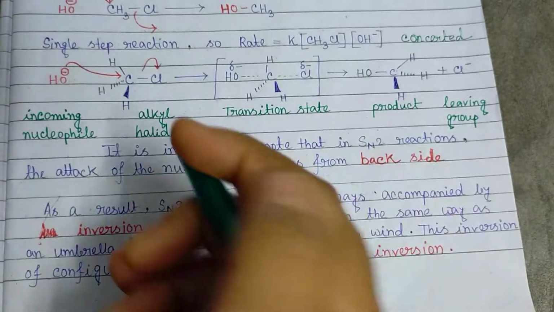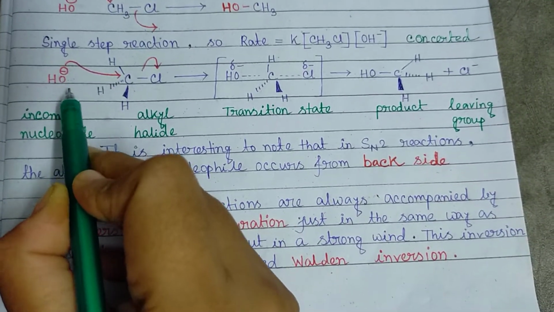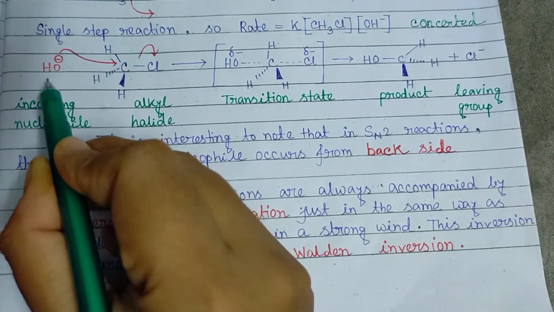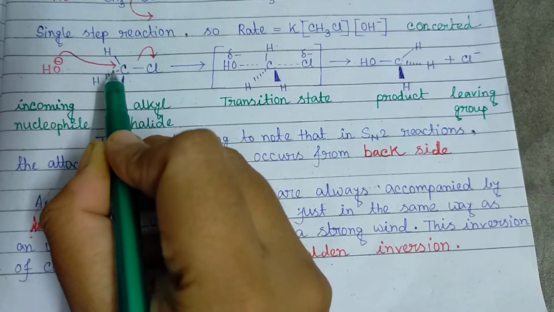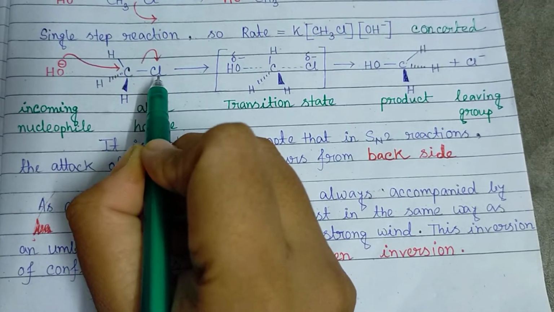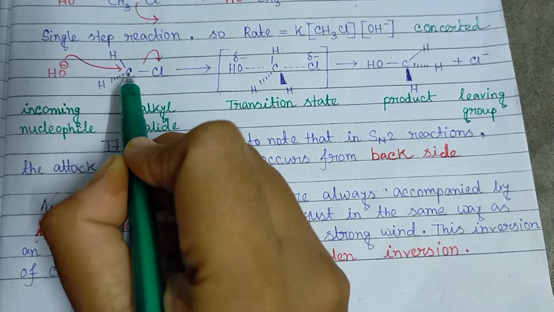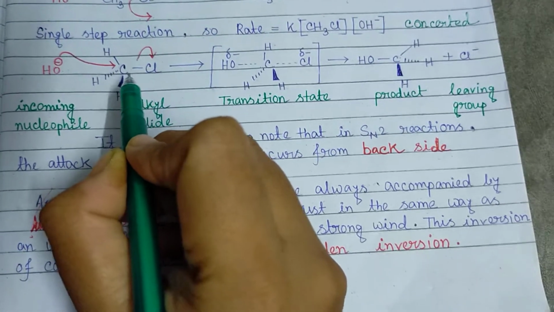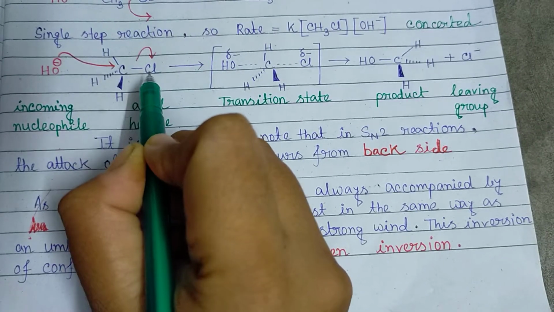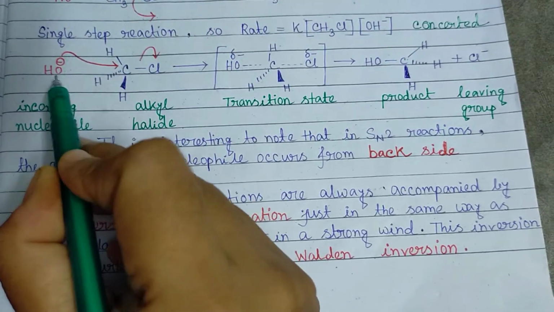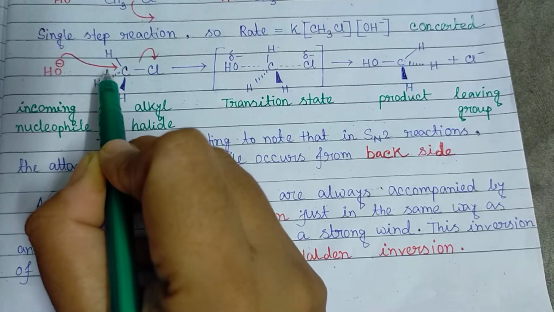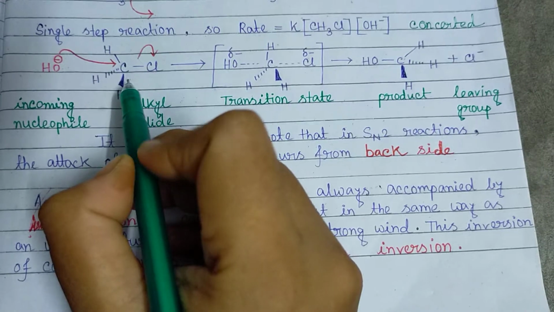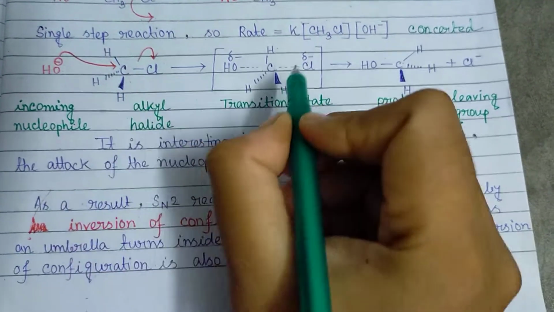Now let us see in detail. This OH minus is called the incoming nucleophile, which is attacking the carbon of the alkyl halide where the halogen is attached. If there are two or more carbons, the attack will be on the carbon which is having the halogen only. So OH minus will attack the alkyl halide where the halogen is attached and the halogen will leave.